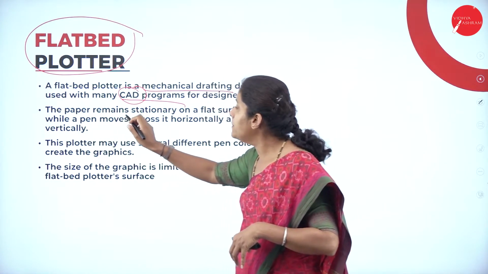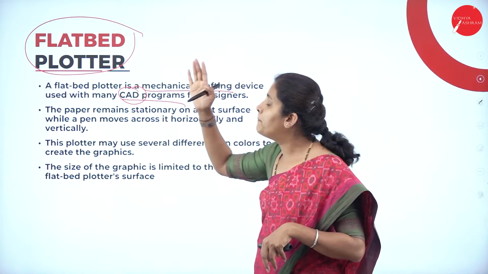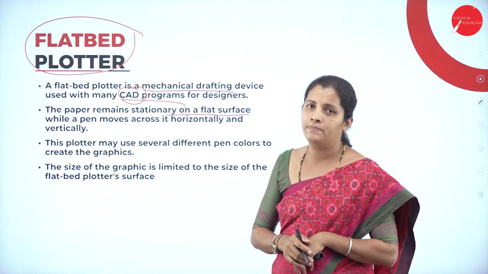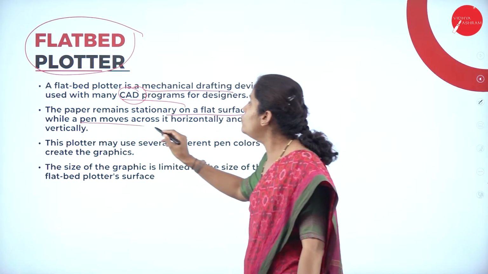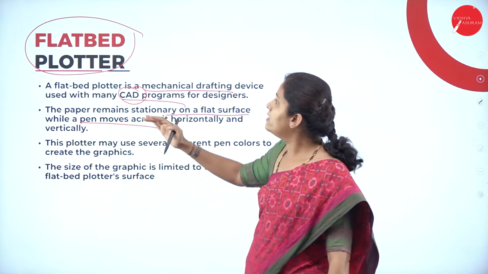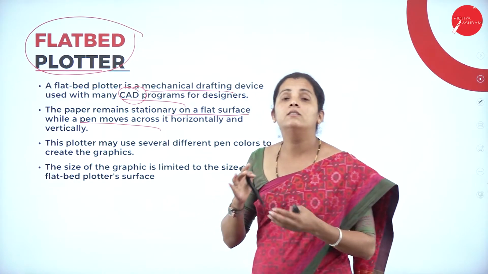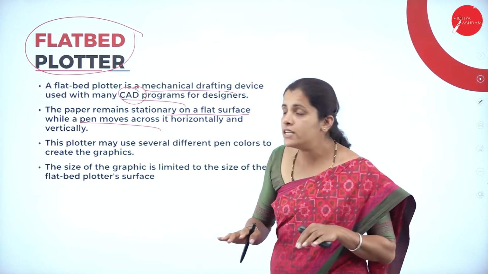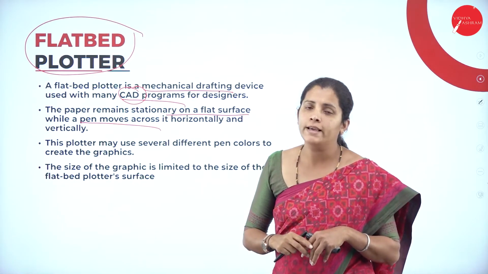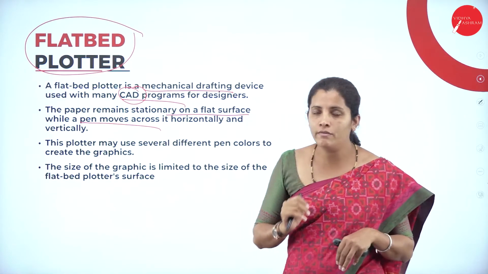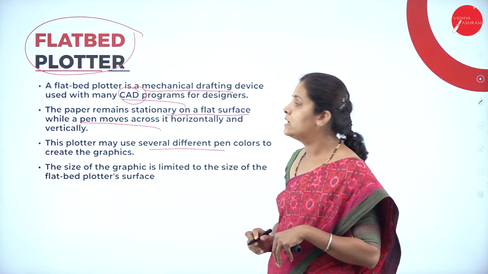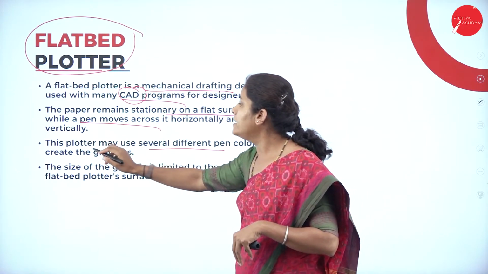The paper remains stationary on a flat surface and the pen moves across it horizontally and vertically. In a flatbed plotter, the paper remains stationary on the flat surface while the pen moves across it horizontally and vertically. This plotter may use several different pen colors to create graphics.